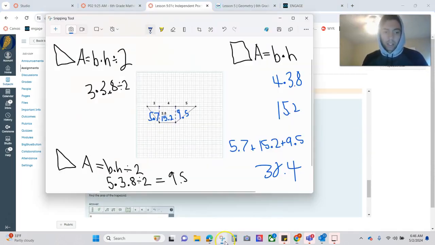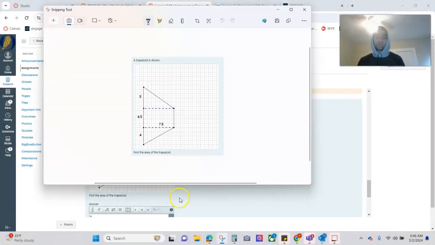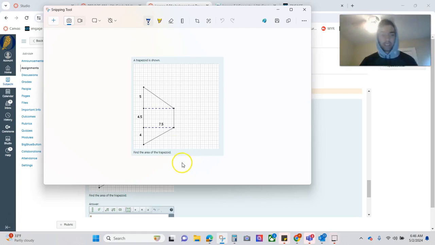Last question. Sideways trapezoid. Find the area of the trapezoid. I don't know how to find the area of a trapezoid, but I think we can decompose this shape or split this shape into other shapes and find the area of those pieces of a trapezoid. Then add the area pieces together to get the total area.